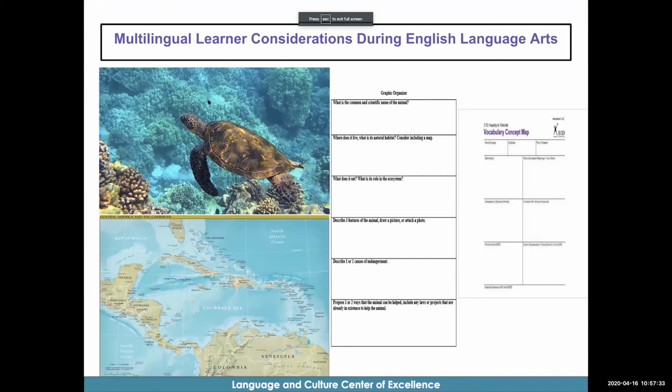Okay, and then here's another one. These are two different ones, and I have a graphic organizer so that they can do a type of map and topical work. And then here's another Newsela. We have a graphic organizer so that they can go through it.